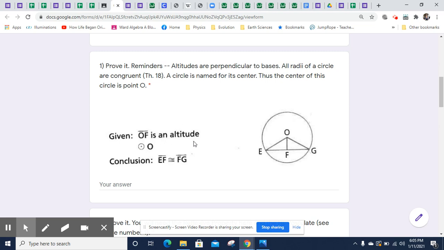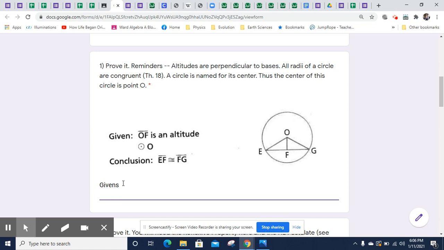Given OF is an altitude, and given circle O, our conclusion is we want to figure out: is EF congruent to FG? To prove that, it would be useful to prove that this triangle is congruent to this triangle. So let's see if we can do that. Let's start off by dealing with the givens. There are the givens: OF is an altitude, and that is circle O.